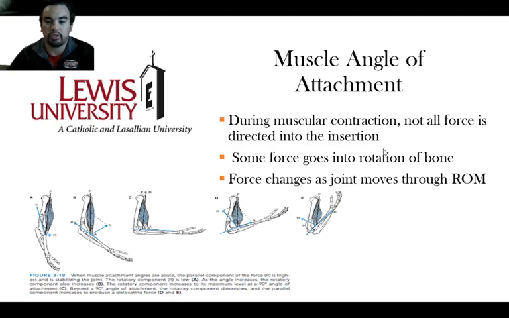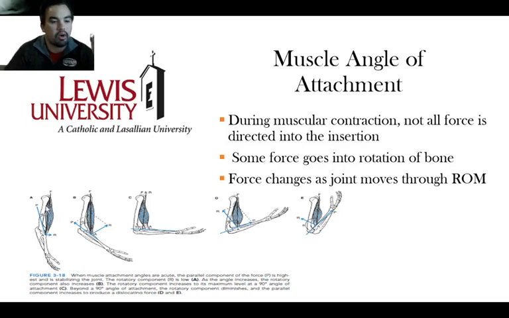So during muscular contraction, not all force is directed into the insertion. Some of that force goes into the rotation of bone. So we lose some of that force, right? And the force changes as we move the joint through its range of motion. So you can see here, it's kind of a little bit blurry, but if you have your book, it's on page 73 for you.